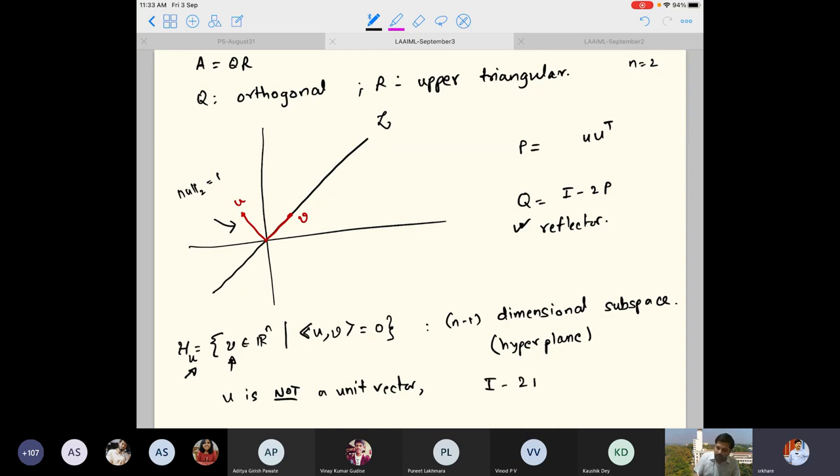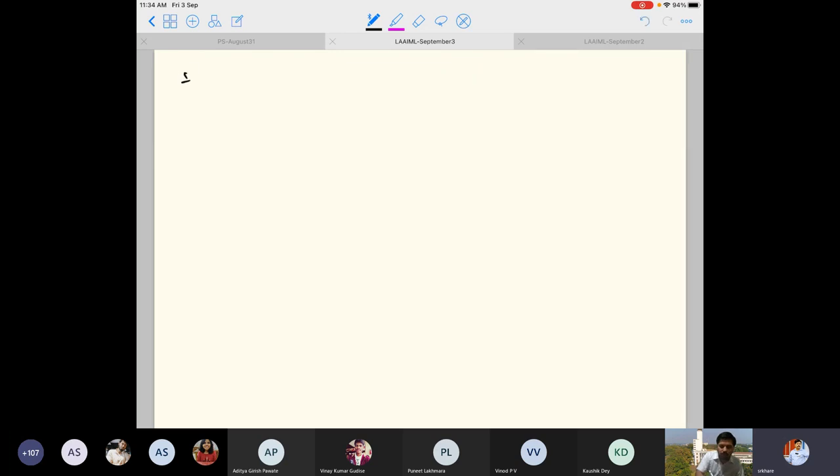So you want I minus 2P, which is equal to I minus 2 u u transpose, right? And if u is a vector which is of norm 1, then this works well for you, right? But if u is a vector which is not norm 1, then this will not work well. This matrix I minus 2P will not be an orthogonal matrix. Then what do we do? You divide the vector by its norm, right? So if u is not a unit norm vector, what do we do? Normalize.